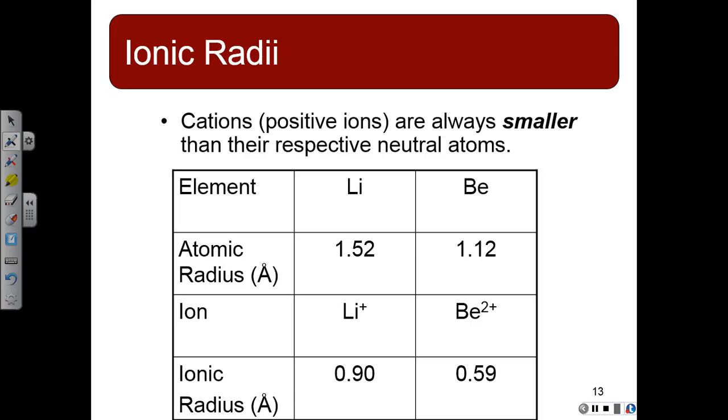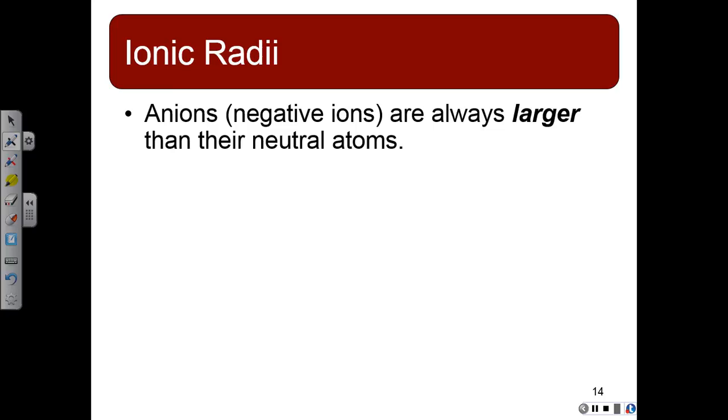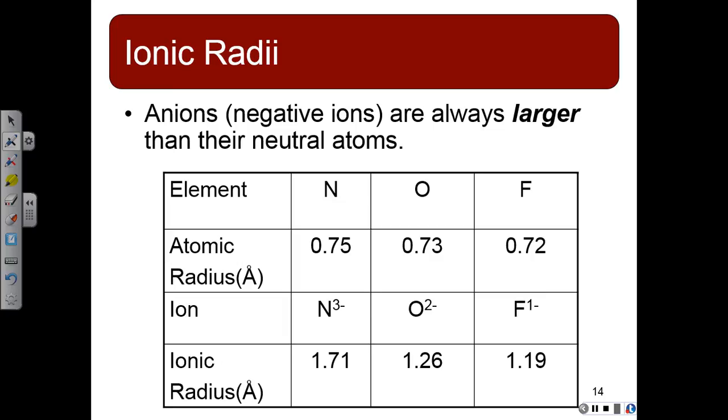Yeah, it's going to be the opposite, right? So if you gain electrons, even though it's a negligible mass, you're still gaining a particle to the atom, and so it's going to be larger. So anions, negative ions, are always larger than their neutral atoms.